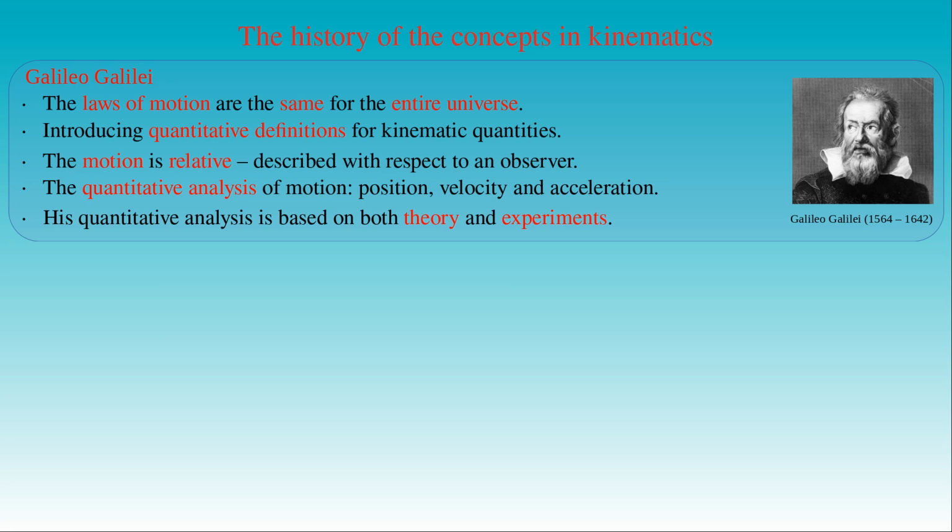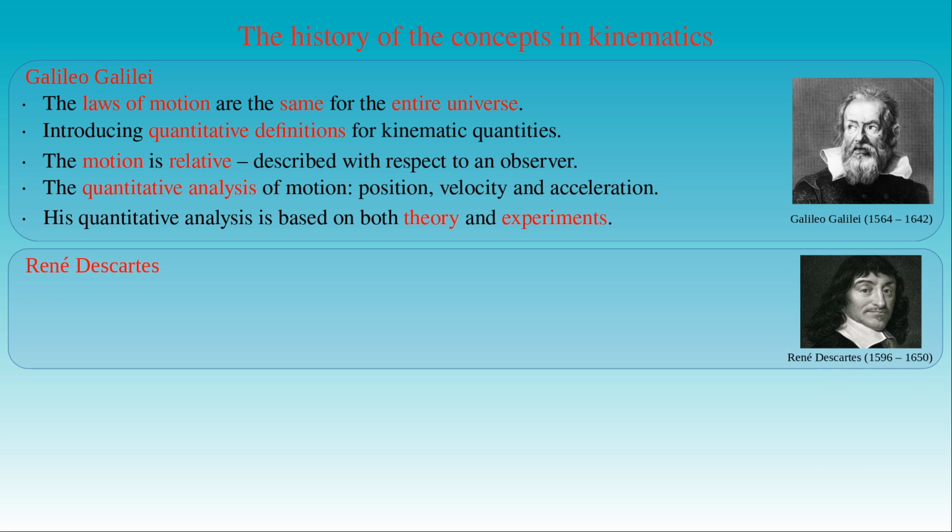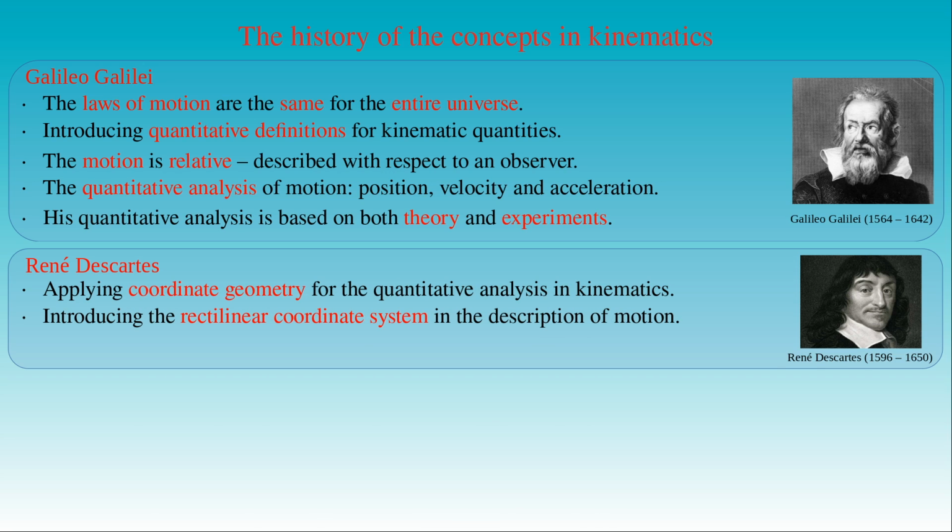The next crucial stage in the history of kinematics is related to the contribution of René Descartes to the theory of motion. Descartes was the first who applied the general principles of coordinate geometry in the quantitative analysis of kinematics. He also introduced the rectilinear coordinate system to solve geometrical problems, which turned out to be extremely useful in the description of motion. This coordinate system is also called the Cartesian coordinate system, and according to an anecdote, Descartes invented it when he was staying in bed until late.